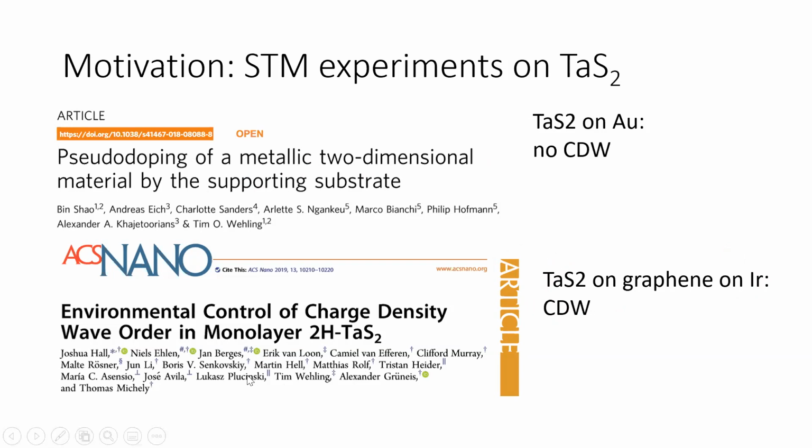And the goal of this talk is to try to explain from theory, the theory part of this paper, why there is this difference between tantalum disulfide on gold or on graphene on iridium, and how we should understand this theoretically. And I should already also say that the charge density wave here is a 3x3 charge density wave. So not the Star of David phase that was visible this morning.